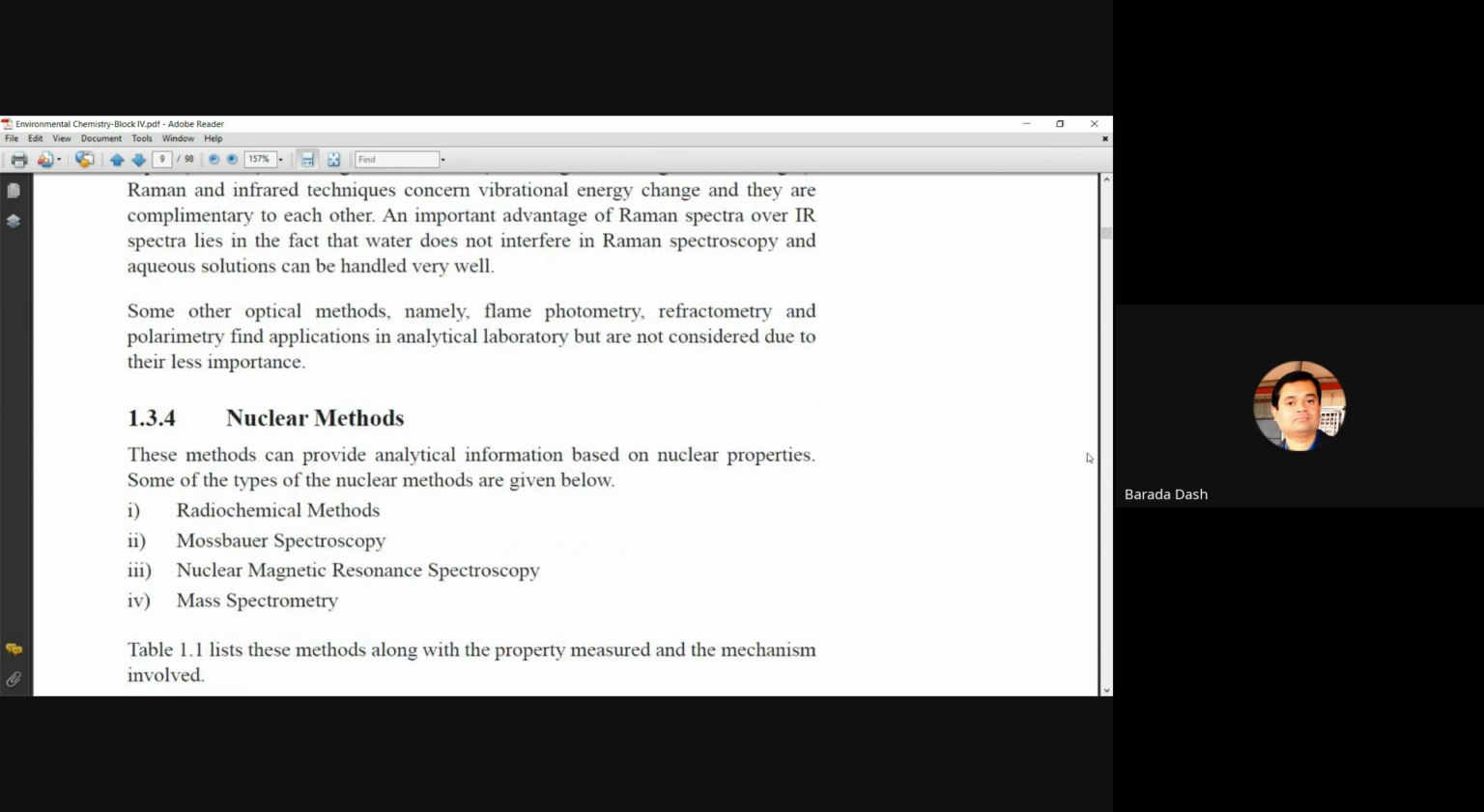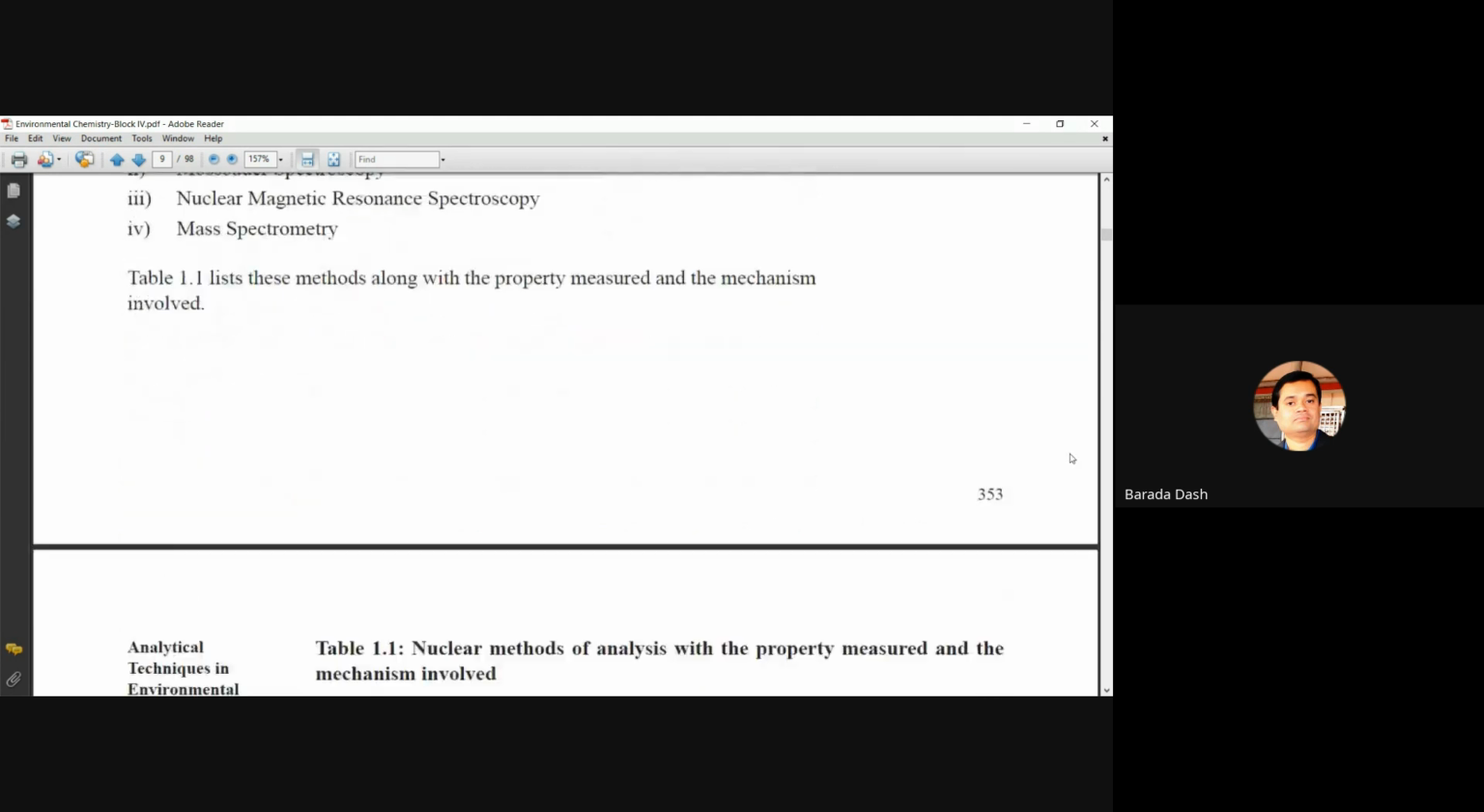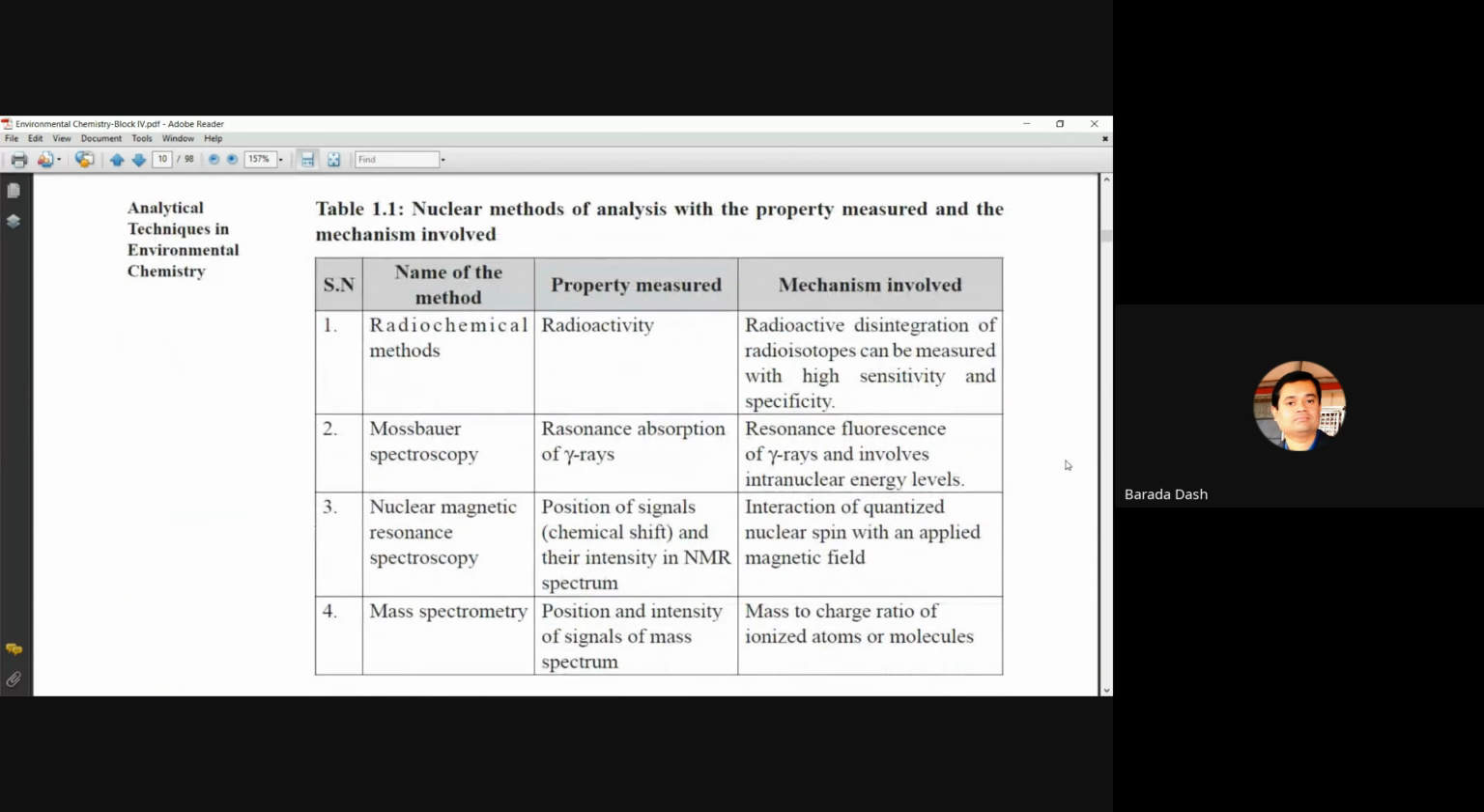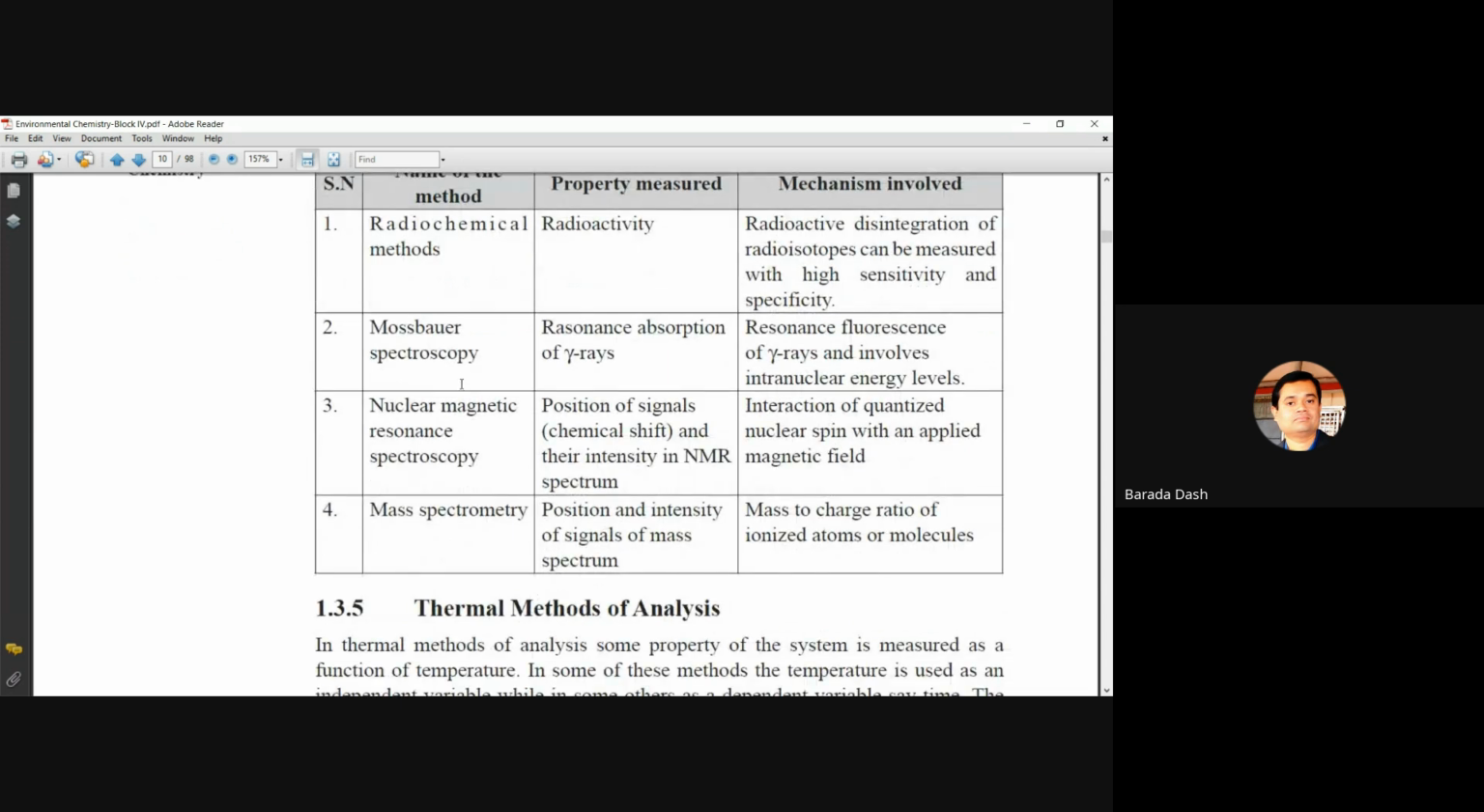Next, nuclear methods. Nuclear methods include radiochemical methods, Mossbauer spectroscopy, nuclear magnetic resonance, and mass spectrometry. In radiochemical methods, radioactive disintegration of radioisotopes can be measured with high sensitivity and specificity. Mossbauer spectroscopy is basically resonance fluorescence of gamma rays and involves intranuclear energy levels. NMR spectroscopy involves the interaction of quantized nuclear spin and an applied magnetic field. Mass spectrometry measures the mass to charge ratio of an ionized atom or molecule.